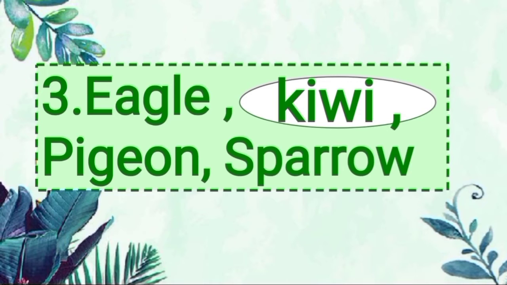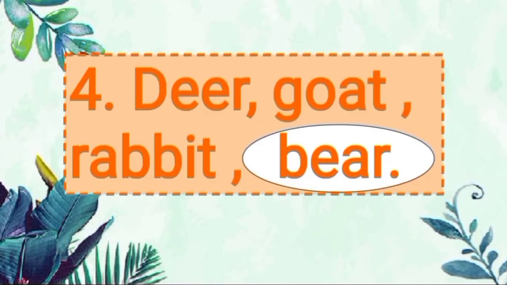But the second bird, which is K-I-W-I, kiwi, is a flightless bird, which means it cannot fly, because kiwi has a heavy body. So here kiwi is different from the other three birds as it is a flightless bird. So we have to circle kiwi.